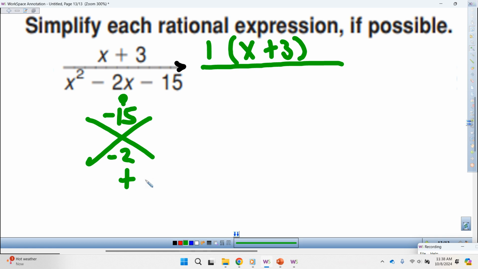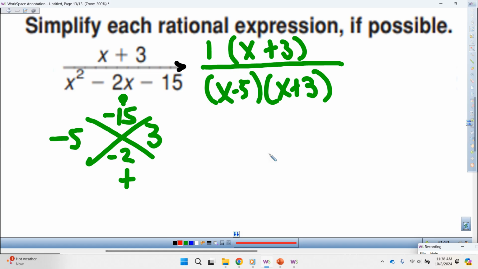Tell your neighbor the two factors that multiply to give us negative 15 and, when you add them, give us negative 2. Then Monse is going to enlighten us with those numbers. Negative 15, negative 2. All right, Monse, numbers. Negative 5 and 3. Hands if you got that. That is correct. So my factors are x minus 5, x plus 3.